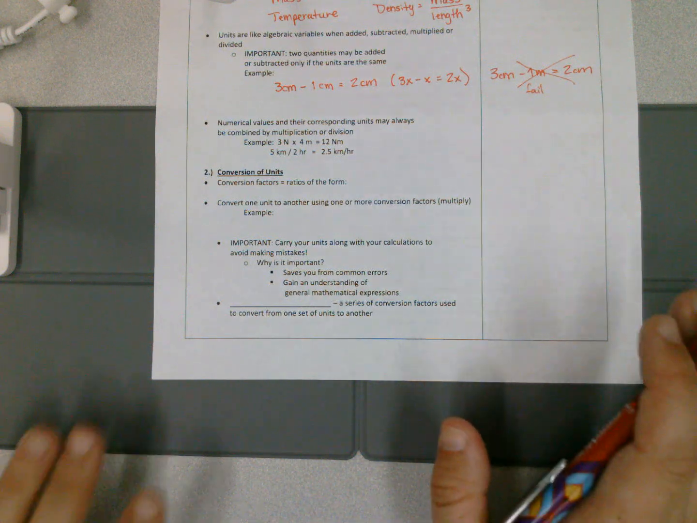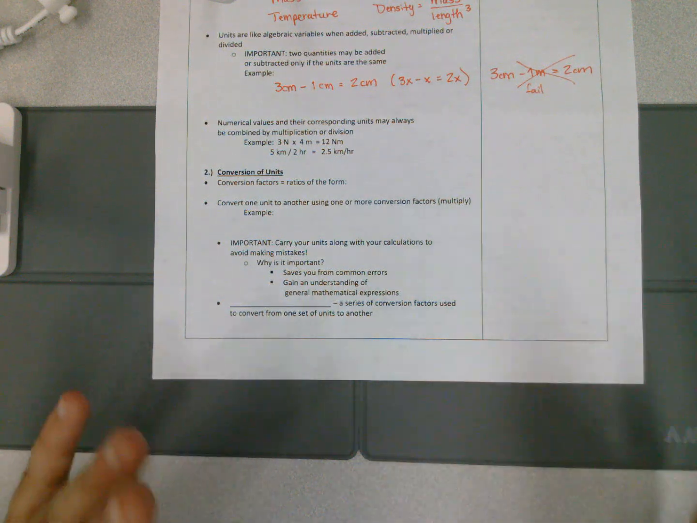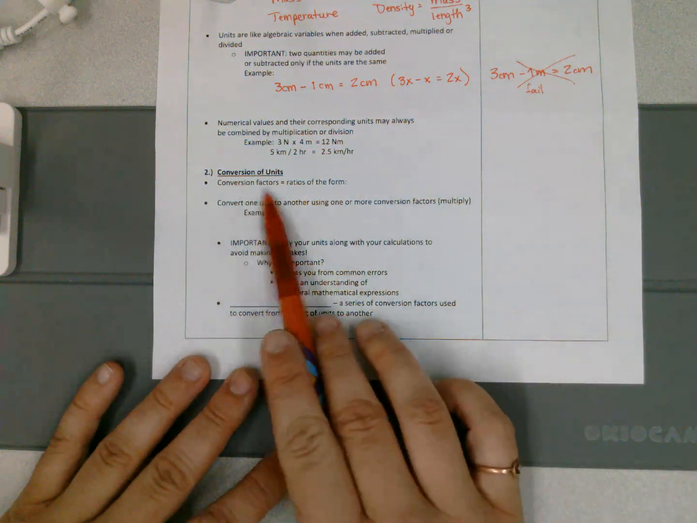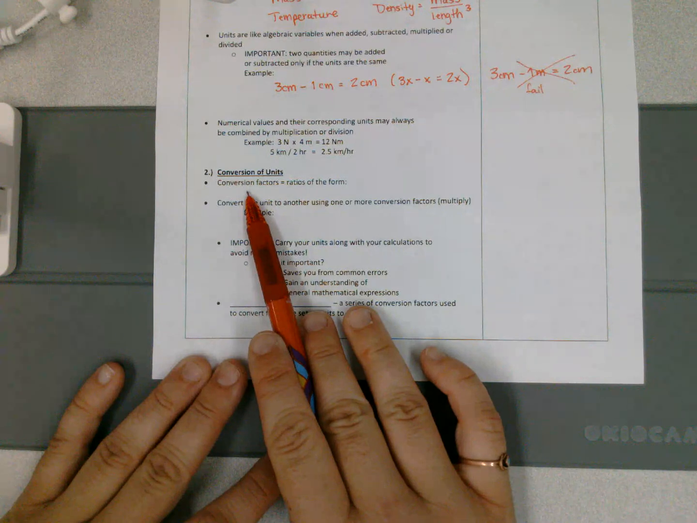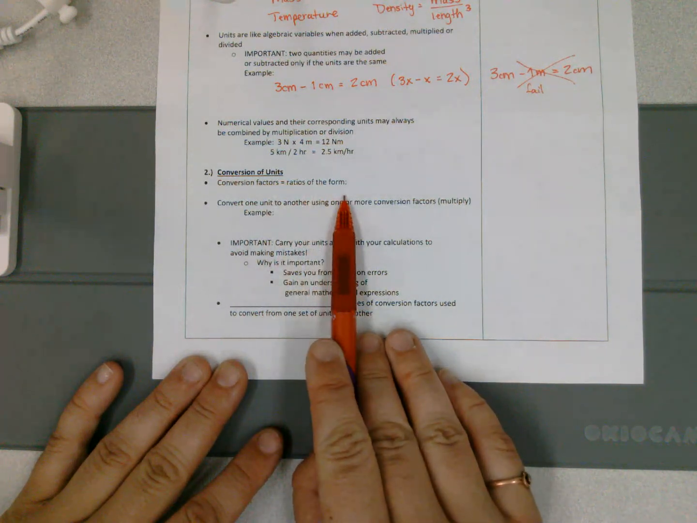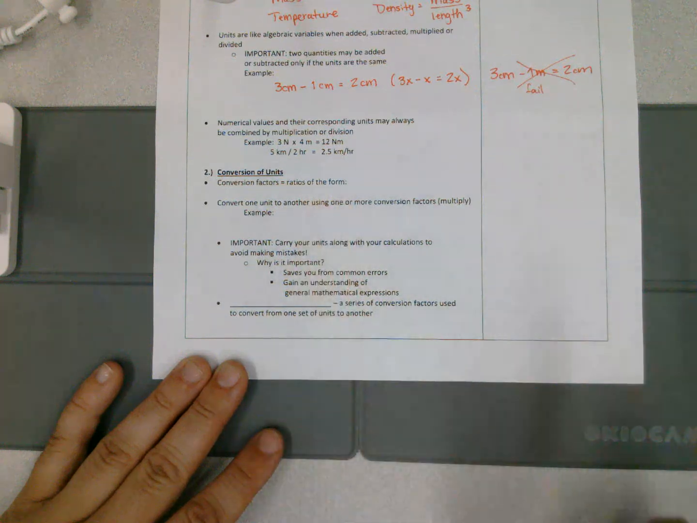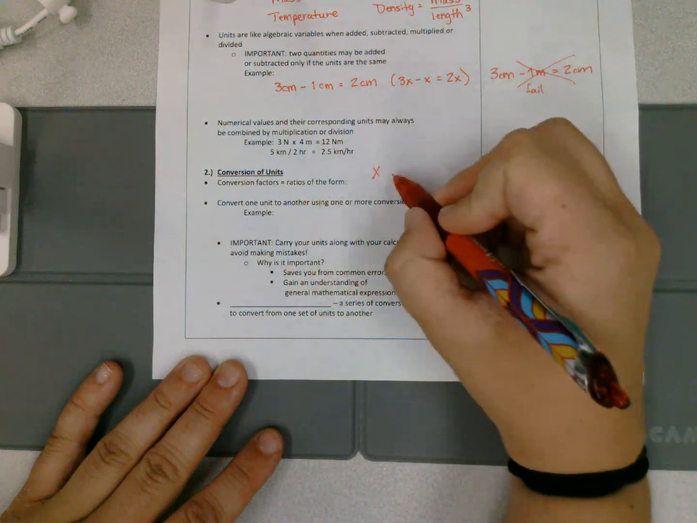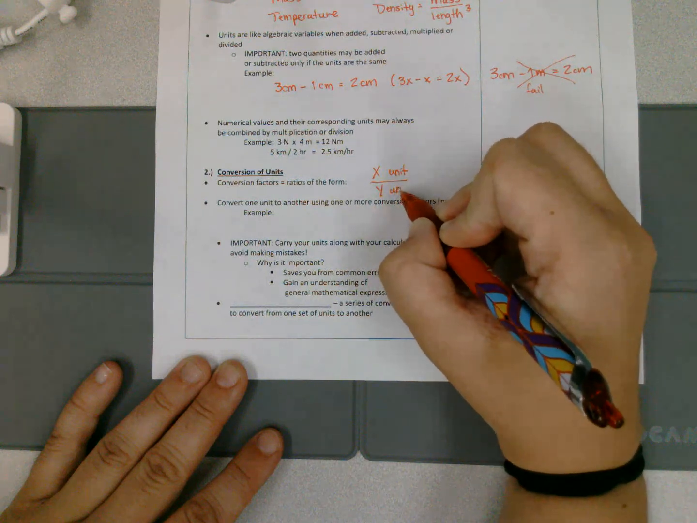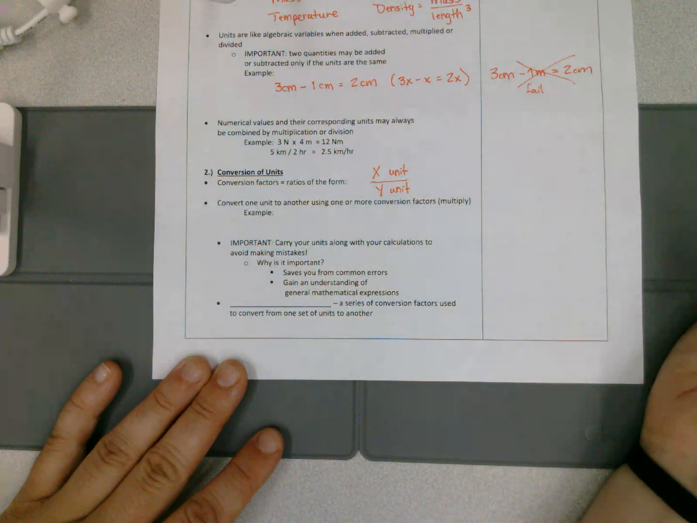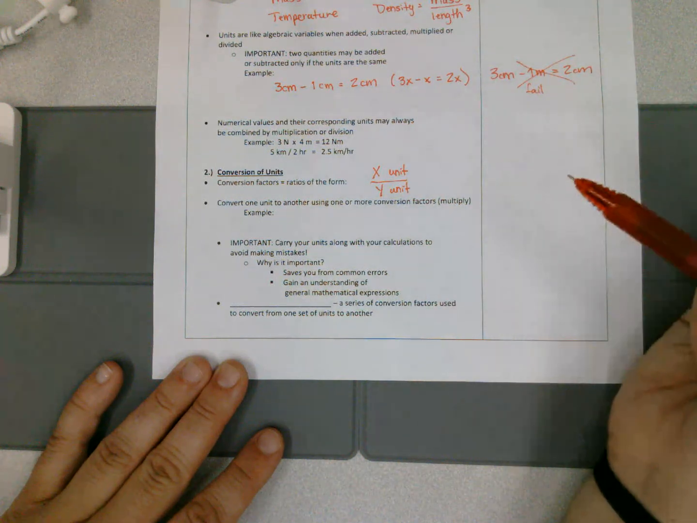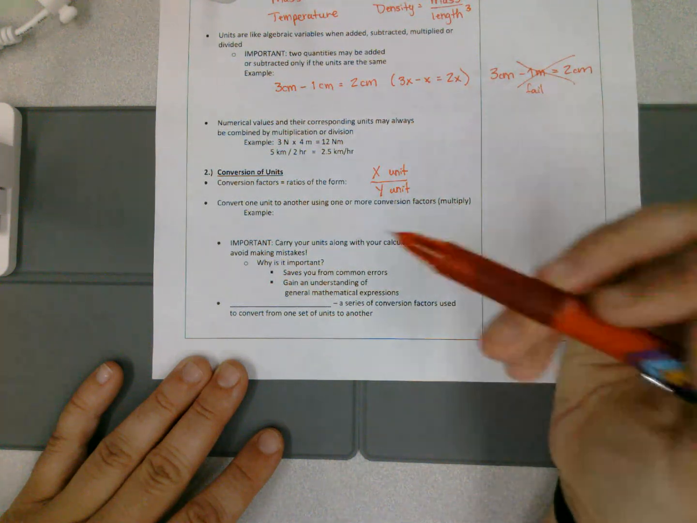All right, now that we know something about units, let's talk about conversion of units. So we use what are called conversion factors. And those are ratios of units. They're always going to have the form of x with its unit divided by y with its unit, right? So whenever we convert, we're converting from the same property. So we're converting from length to length.